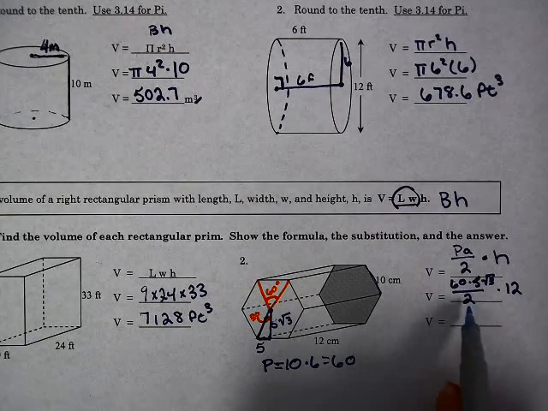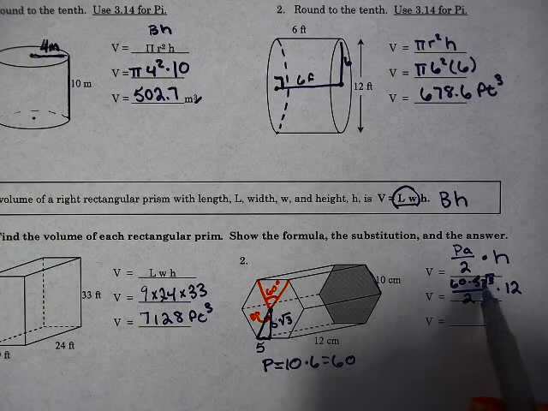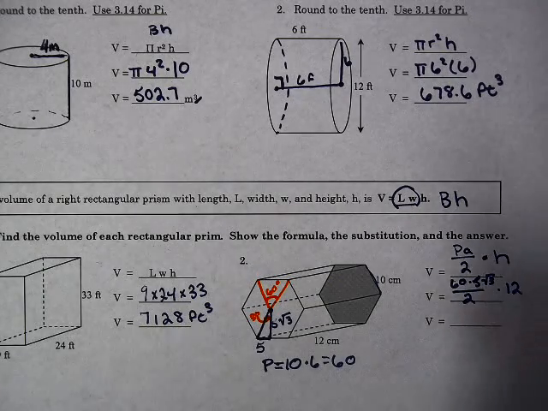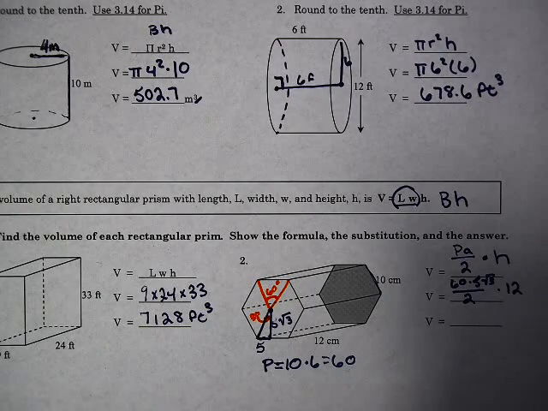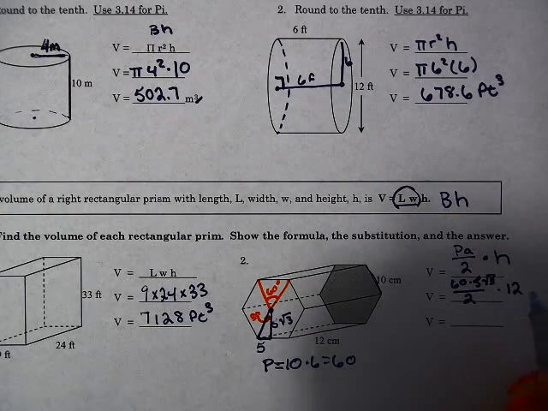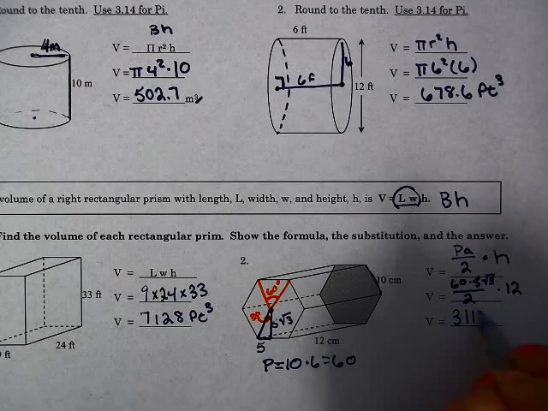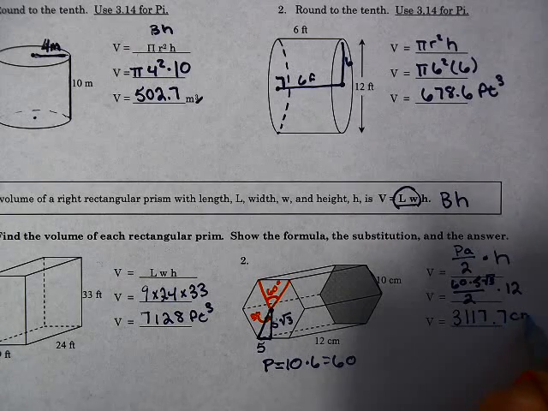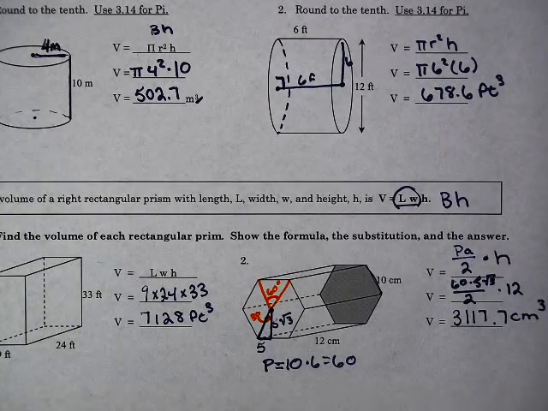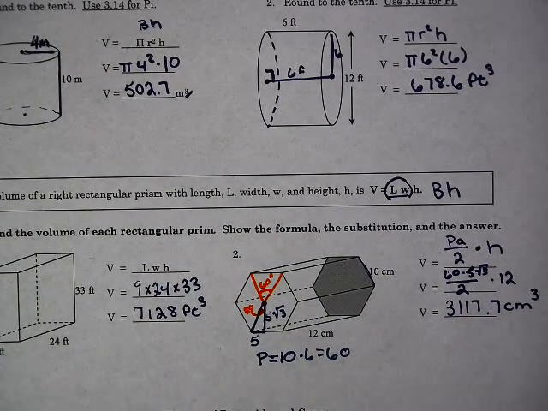Now, we can reduce our 2 and our 60, and when we reduce that, we get 30. 30 times 5, we get 150. And then when we multiply that by 12, we're going to get 3,107.7 centimeters cubed. And I multiplied the square root of 3 in there to get that.